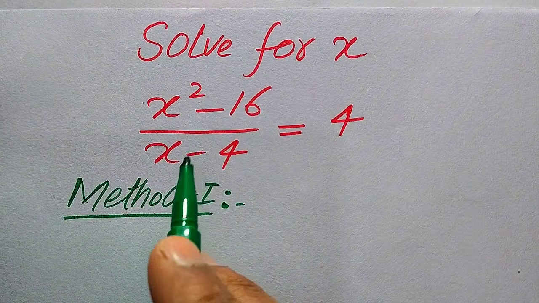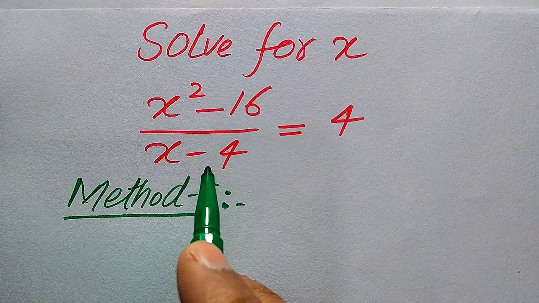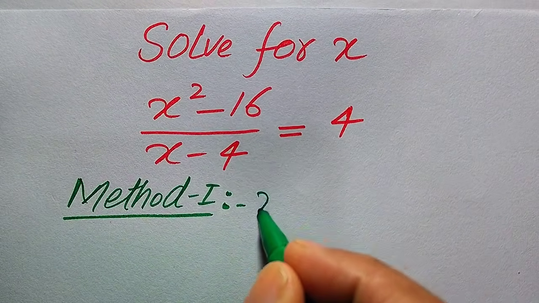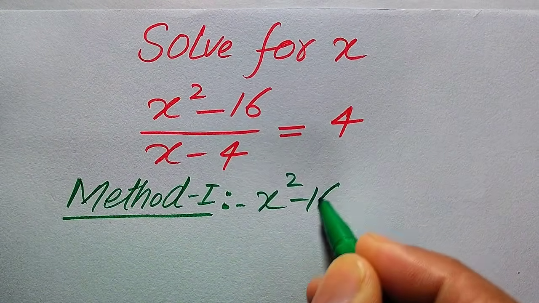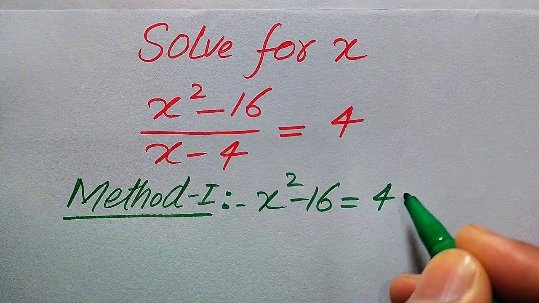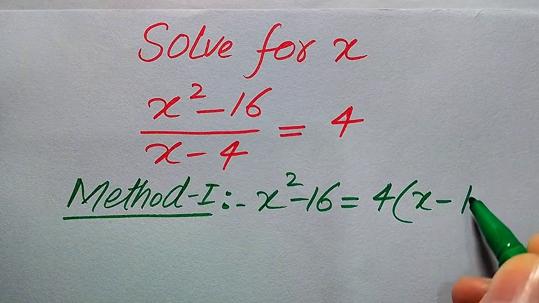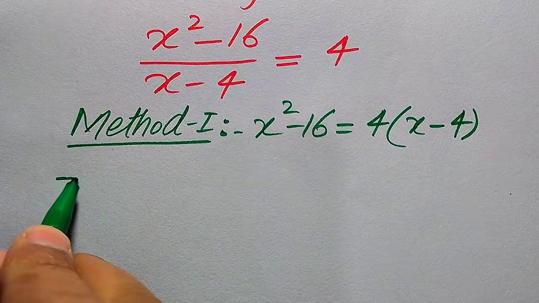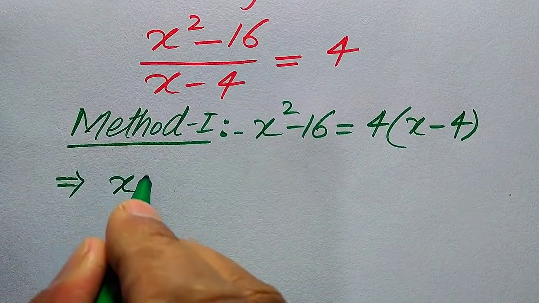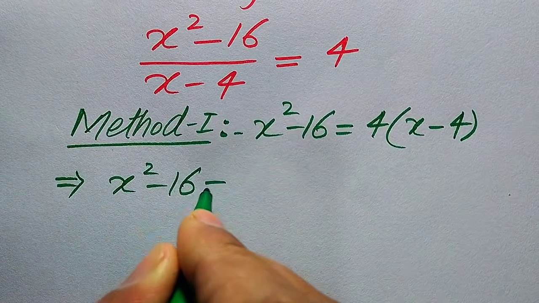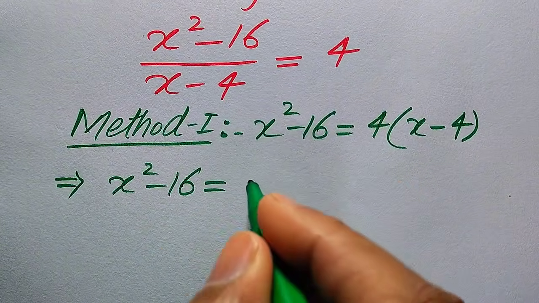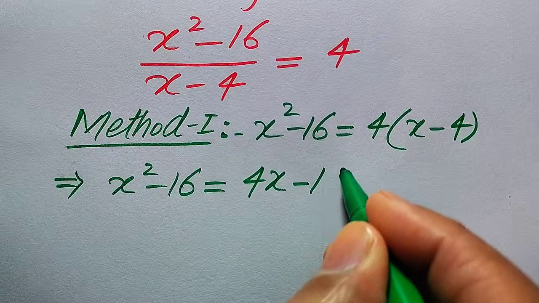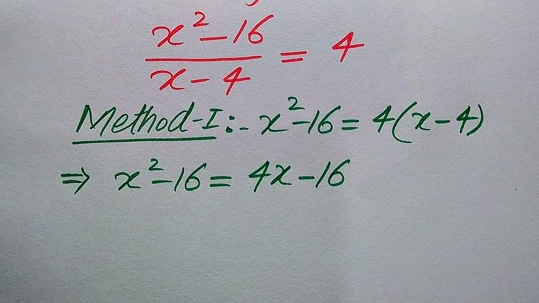In the first method, as you see that x − 4 is dividing on the left hand side, so we need to move this to the right hand side, and it will be written as x² − 16 = 4(x − 4). In the next step, we simplify: x² − 16 = 4x − 4 times 4, which becomes 16.